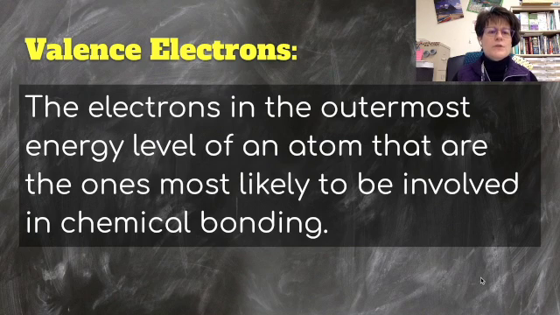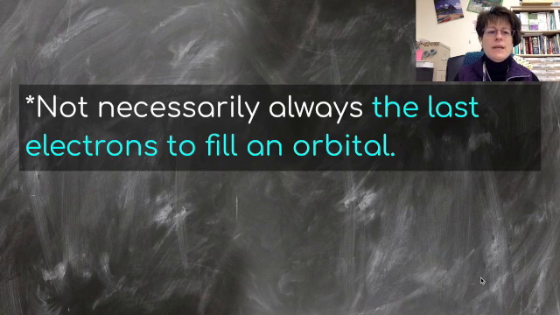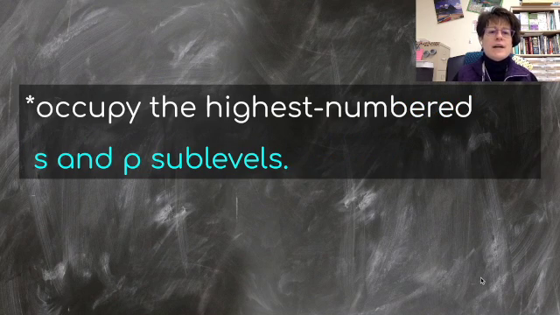So first we need to talk about valence electrons. These are the electrons in the outermost energy level of an atom that are the ones most likely to be involved in chemical bonding. They are not necessarily always the last electrons to fill an orbital, and they occupy the highest numbered S and P sublevels.